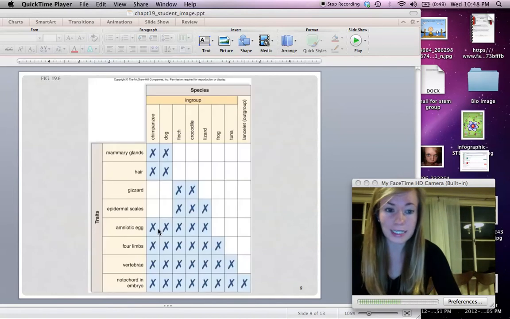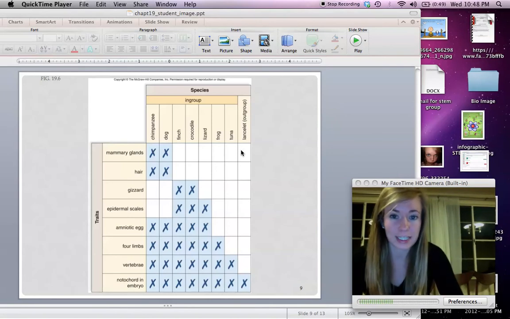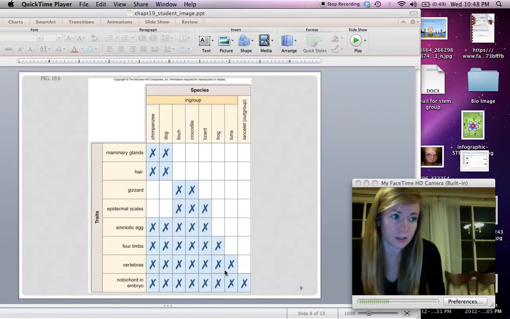So that's the idea of parsimony. And then we always need an outgroup, and an outgroup is whatever is not included in the trait that we're looking at. So in this case, the lancelet is the outgroup because they do not have a vertebrae. So they are an outgroup for the group of vertebrae.